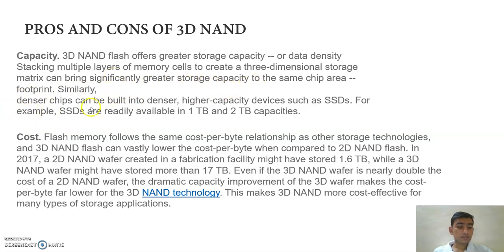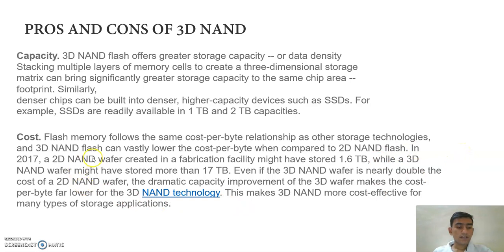Similarly, denser chips can be built into denser, higher capacity devices such as SSDs. For example, SSDs are readily available in 1 TB and 2 TB capacities. Cost. Flash memory follows the same cost-per-byte relationship as other storage technologies, and 3D NAND flash can vastly lower the cost per byte when compared to other NAND flash.